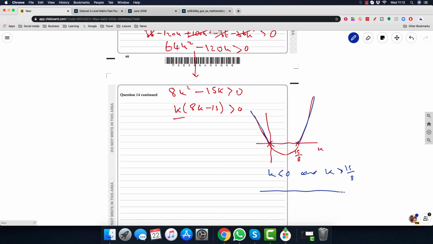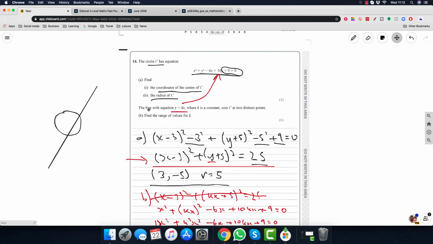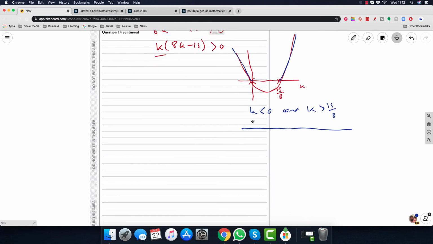So this is our range of values for k. It's always worth checking back on the question to see whether there's any limitations on what k can be. So if we go back to the original question, it does just say that k is a constant. It doesn't give us any restrictions on that, so this is our final answer. k is less than 0, k is greater than 15/8.